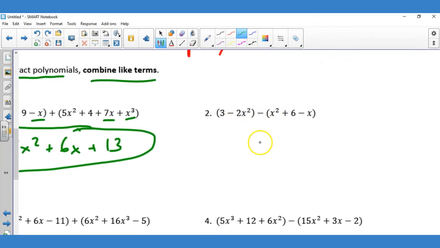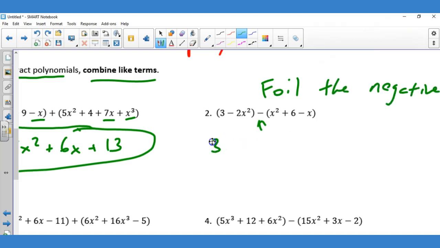Right here, do the same thing. Let's see, subtract. So first, guys, subtraction. Distribute the negative. So we have 3 minus 2x squared minus x squared minus 6 plus x. Again, that becomes negative, that becomes negative, that becomes positive. Negative, negative is positive.